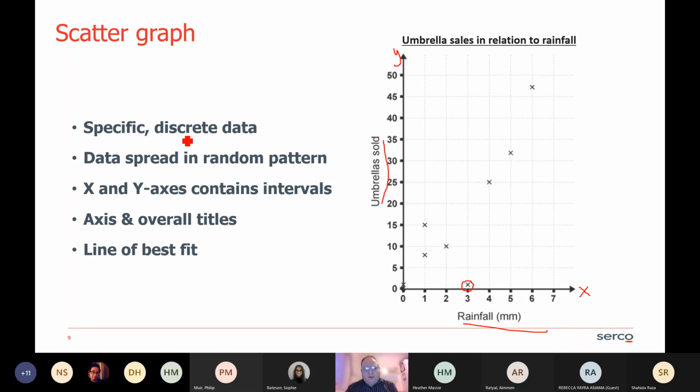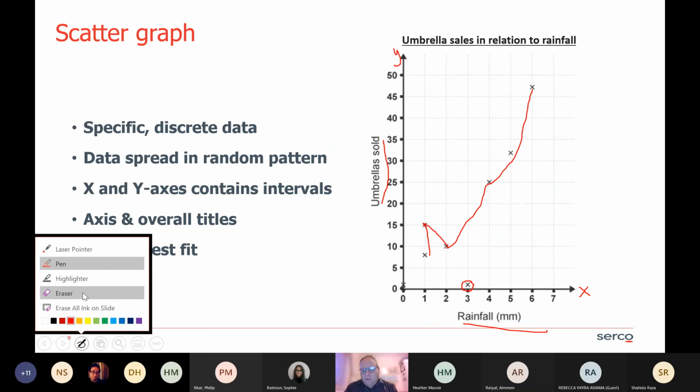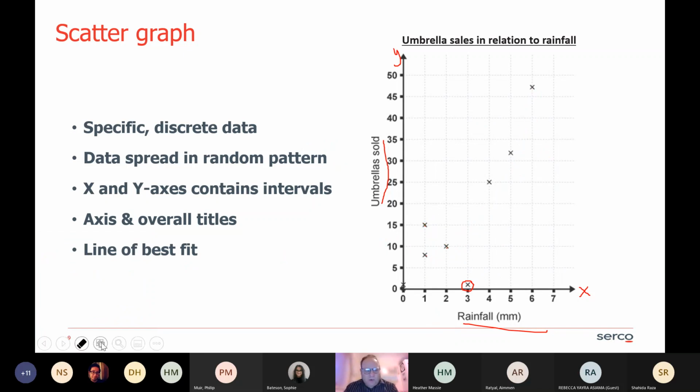But the difference here is that the data is spread in potentially a random pattern. So we've got the x's where they make, and the rainfall can give different numbers of umbrellas sold depending on different days. So they've looked at different days and got different marks. They're not connected. We're not joining up the lines, because it's not about a period of time progressing. What we're looking at is rainfall per millimeter. So we don't know what they're going to be from day to day.